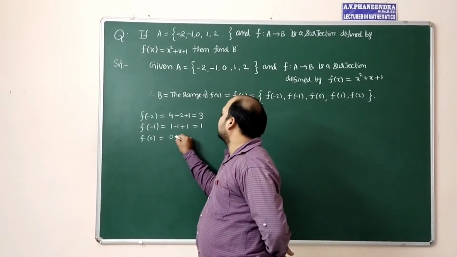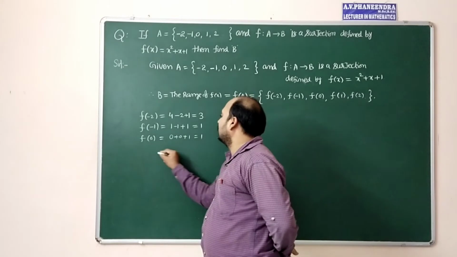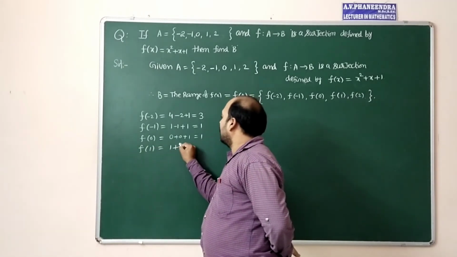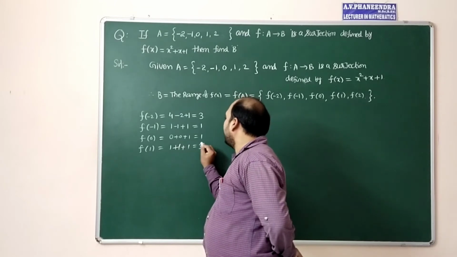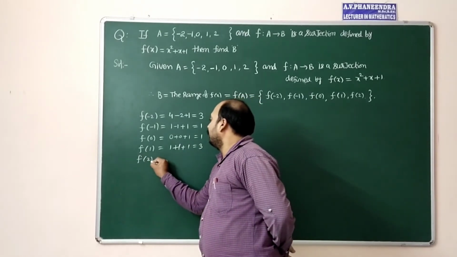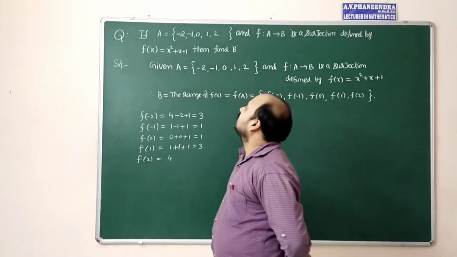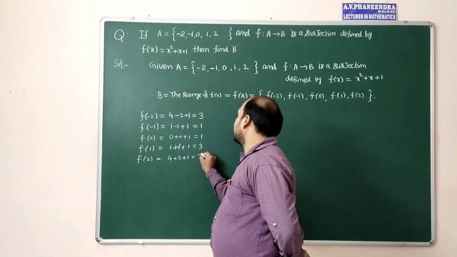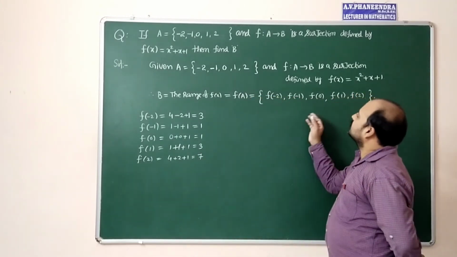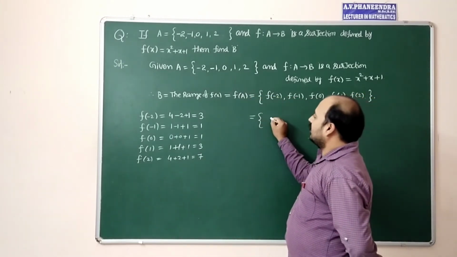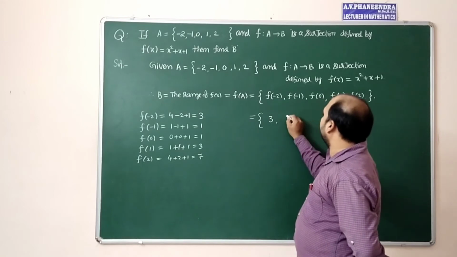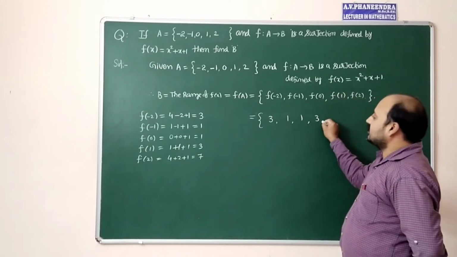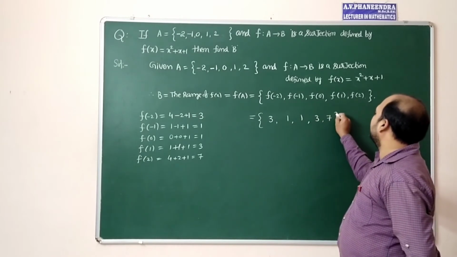So 0 plus 0 plus 1, which is equal to 1. f of 1: 1 square plus 1 plus 1, which is equal to 3. f of 2: 2 square plus 2 plus 1, 7. Now these values substitute here. f of minus 2 is 3. f of minus 1 is 1. f of 0 is 1. f of 1 is equal to 3 and f of 2 equal to 7.